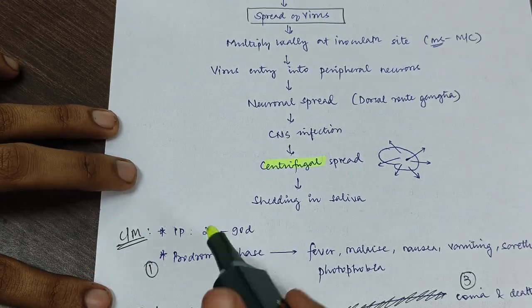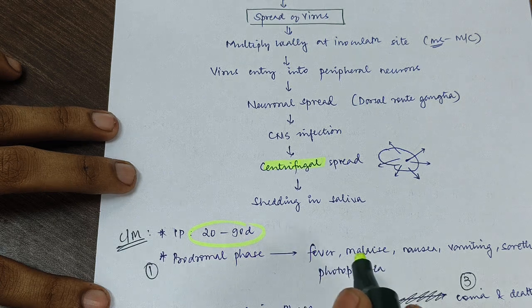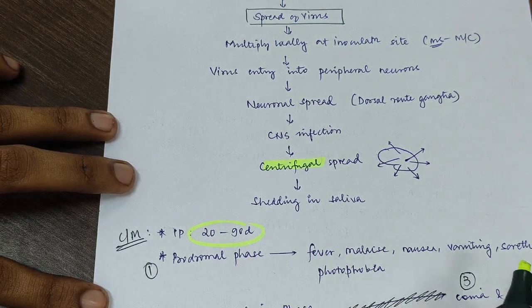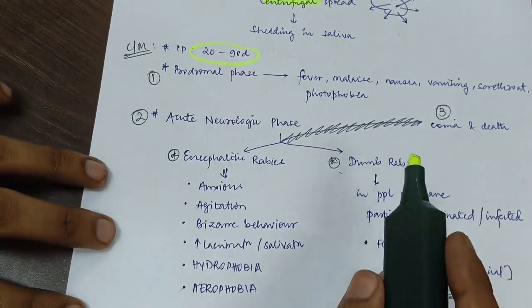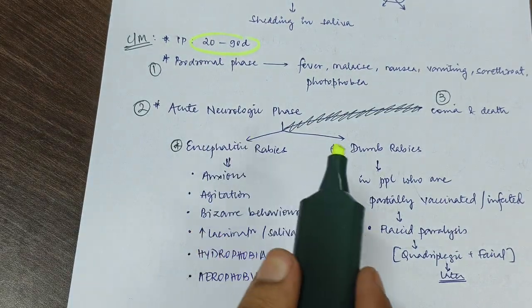Clinical manifestations: the incubation period is very long, 20 to 90 days. Prodromal phase, you are going to see fever, malaise, nausea, vomiting, sore throat, photophobia. All these are seen. Then comes the acute neurological phase.